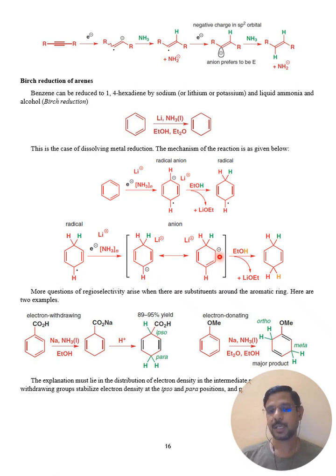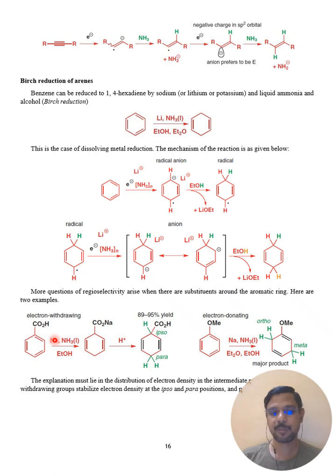So once this resonance stabilized structure is formed, there are two resonance structures possible. To reduce the steric hindrance, the anion which lies on the para position will be the most stable, like the trans product. So the protonation occurs on the para position, and the aromatic ring reduces at the para position.